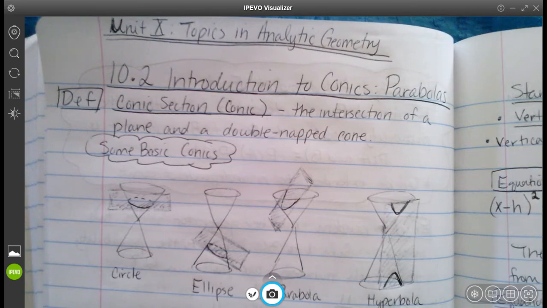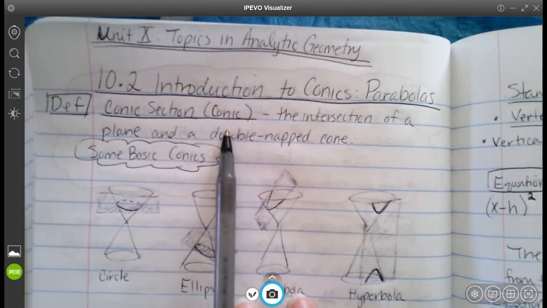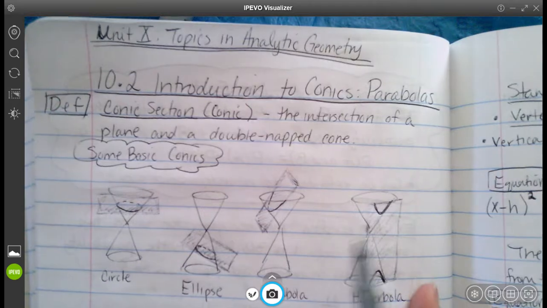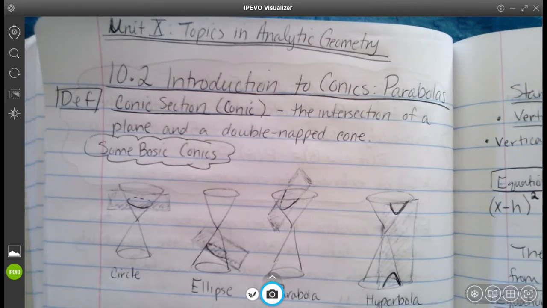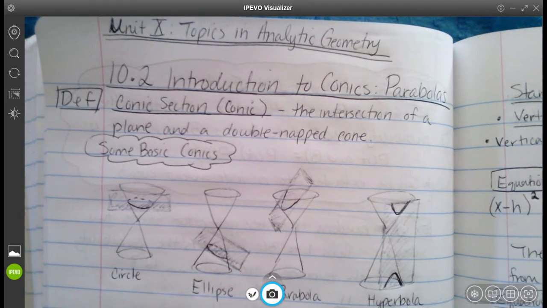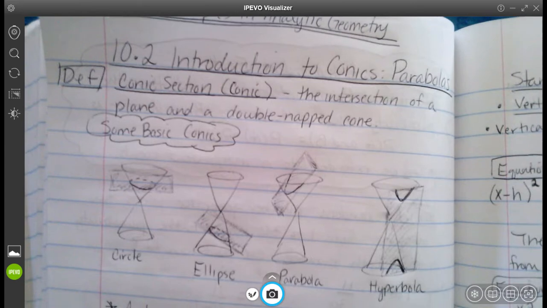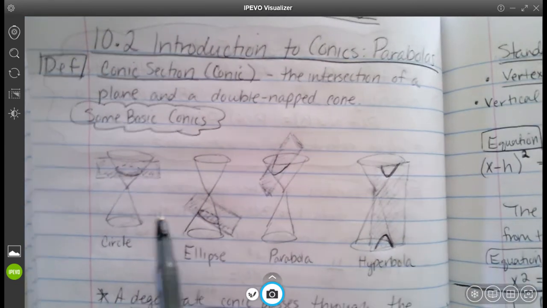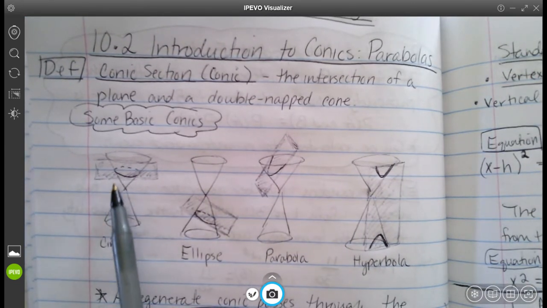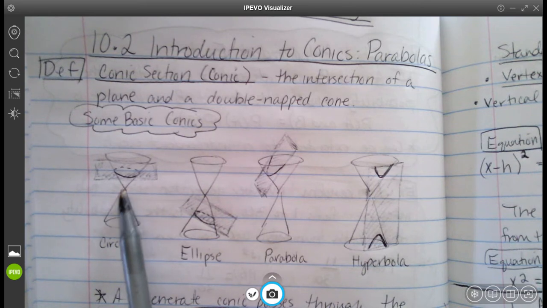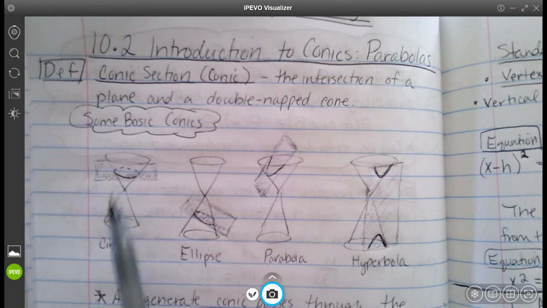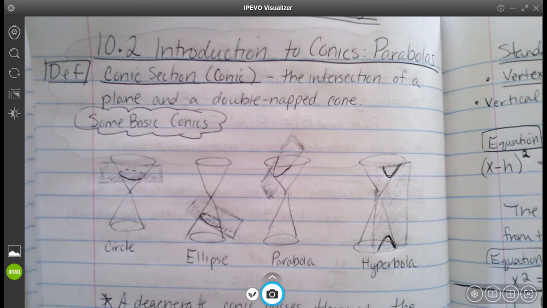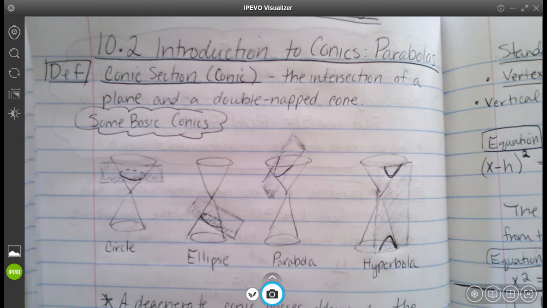Here's a definition. A conic section, otherwise known as a conic, is the intersection of a plane and a double-napped cone. I have a few pictures here to show you what it looks like. Imagine these cones back to back, one right side up, one upside down, and you're cutting a slice through them. That slice is the actual plane.